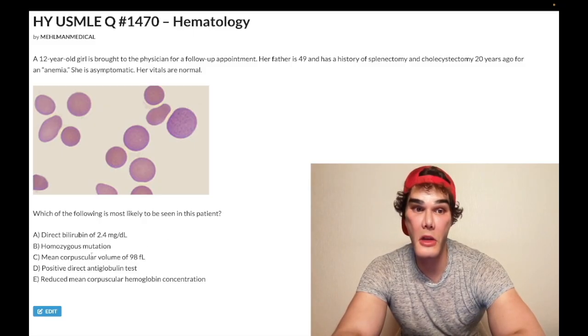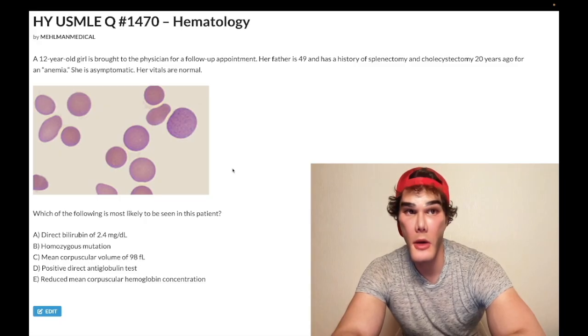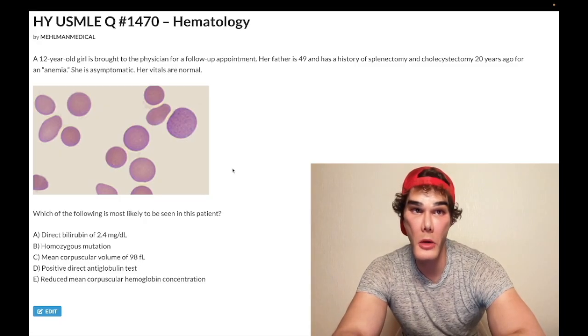Choice C, MCV of 98, correct answer. So normal MCV, mean corpuscular volume, is 80 to 100 femtoliters. And hereditary spherocytosis is a normochromic normocytic anemia. You say, well, the RBCs are very robust and full in color, as you just mentioned. They're not hyperchromic. They're still described as normochromic, and it's normocytic, 80 to 100.